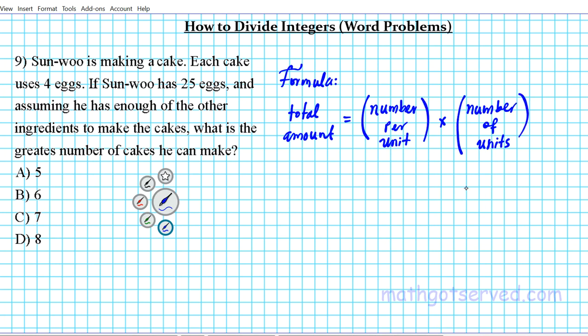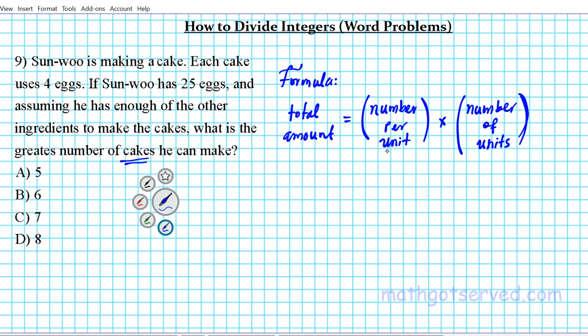All right, so this is one of the formulas that you need to know to do well on your test, okay? So in this particular problem, we are looking for the number of units or the number of cakes. The unit in this particular problem is cakes. We're trying to look at the number of cakes that can be made. All right, and we're given the total amount of eggs that we have and the number of eggs per cake that can be used. Okay, so how many cakes can be made?